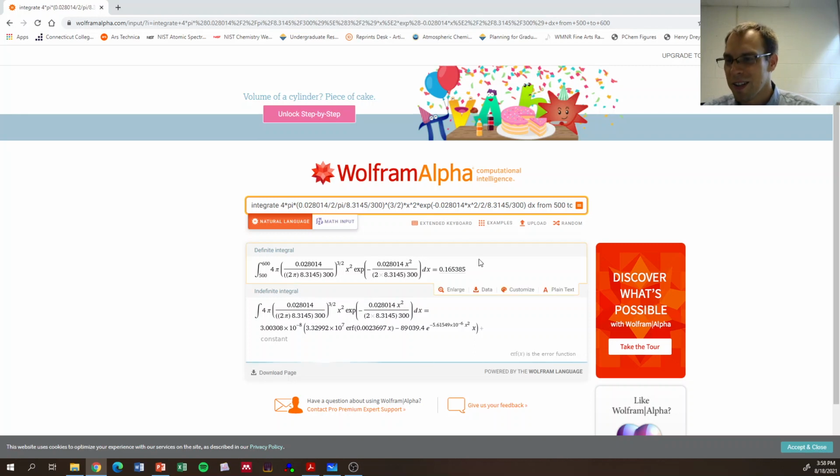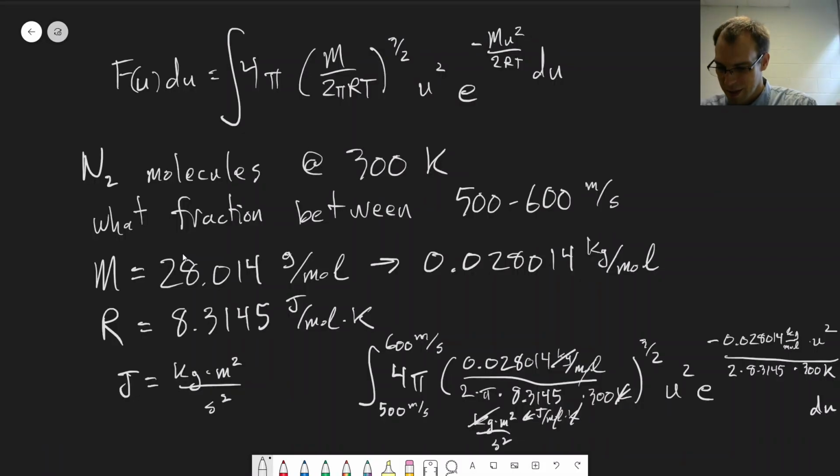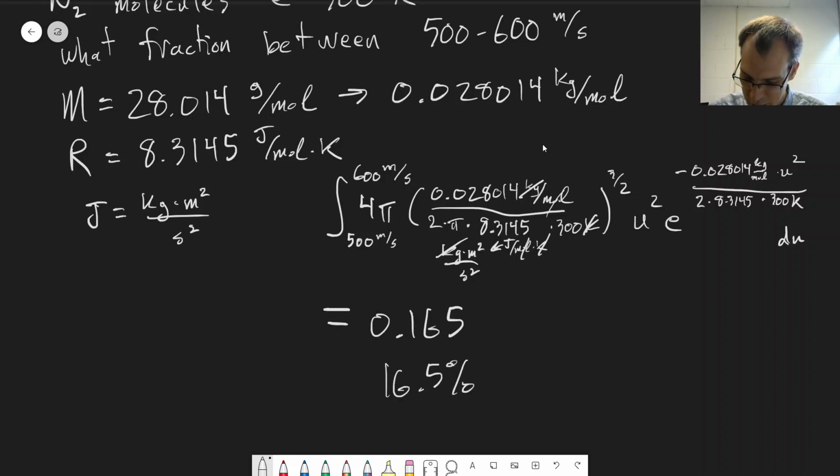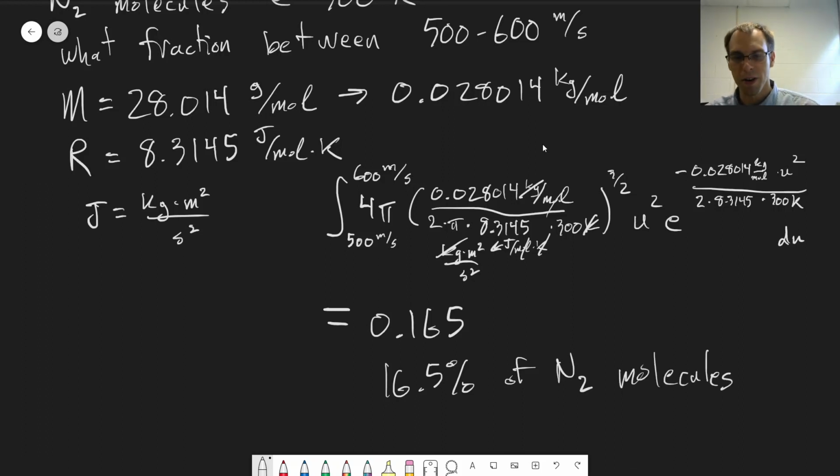Okay, so if we integrate this, we get a fraction, 0.165. So we can come back here and after all of that, there we go, equals 0.165, or we can say 16.5% of the N2 molecules lie within this velocity range from 500 to 600 meters per second. So hopefully that was useful as an example of how you can actually use this distribution, thinking about using the right units, how to type it into WolframAlpha, and get an actual answer at the end. You'll get a chance to practice with this as well in your homework.